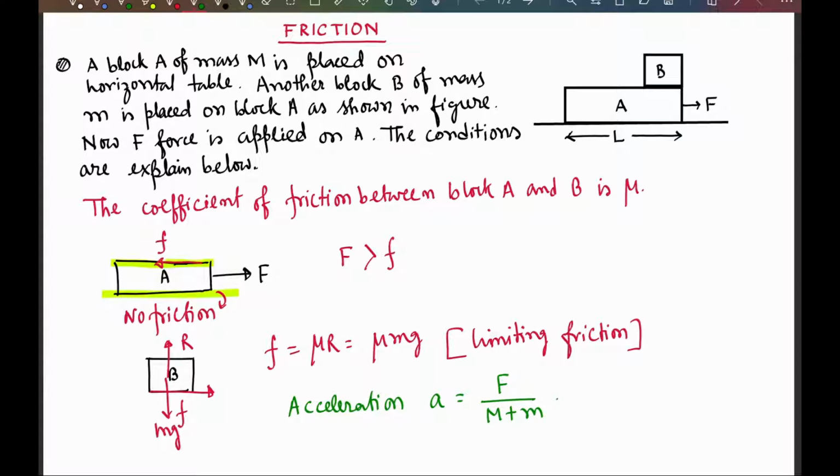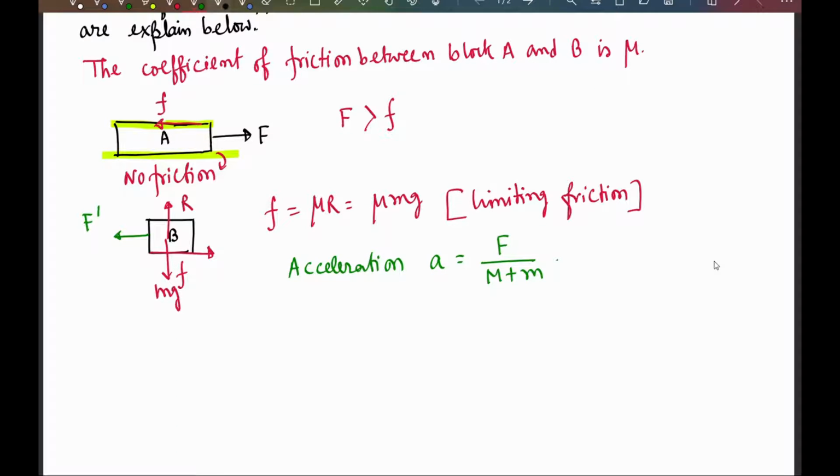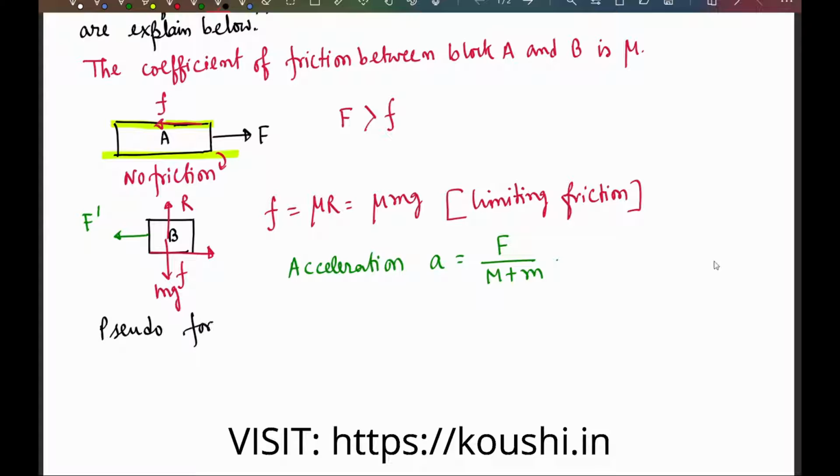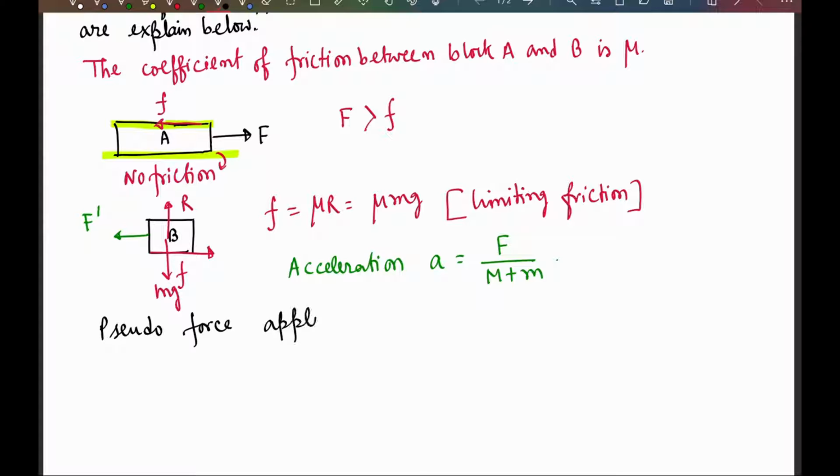Now, whenever block A is moving with acceleration A, block B, which is placed on block A, also experiences a pseudo force. The pseudo force is acting here. This is F prime. Here the pseudo force experienced by block B is F prime. This is mass into acceleration. So this is Fm by M plus m.